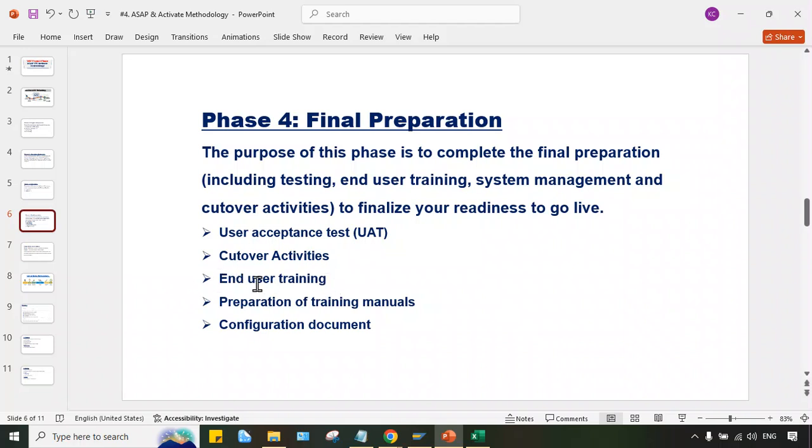These things we have to teach the end users because they are using a different system. Now they are switching to SAP. So in SAP, how these transactions get posted, that we have to train, that we have to provide the training.